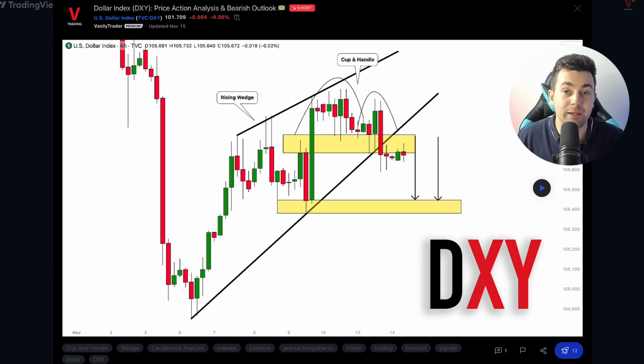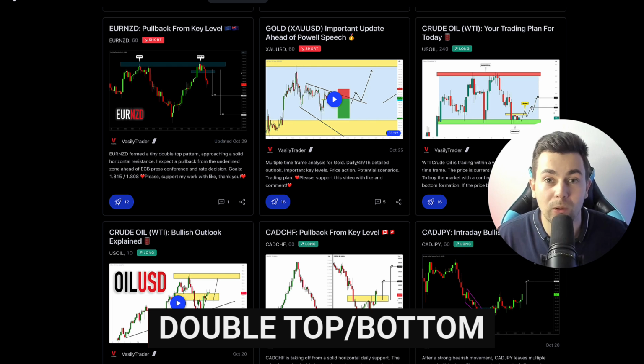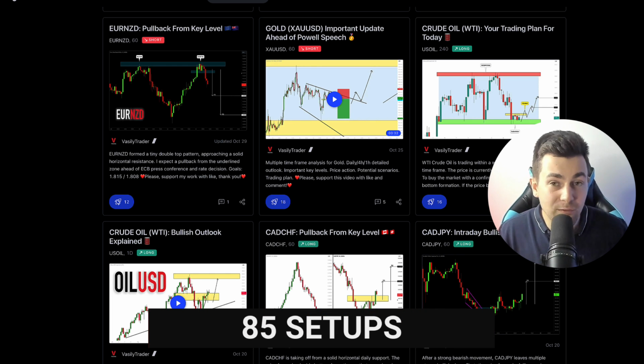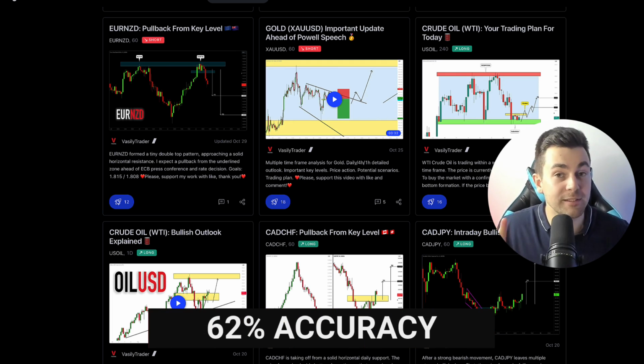Please also note that some of the setups that I shared this year could combine multiple patterns. And now let me share with you the performance and the accuracy of each pattern. Double top and double bottom with equal highs and lows. I shared 85 setups with this pattern, and the accuracy of this pattern this year is 62%.